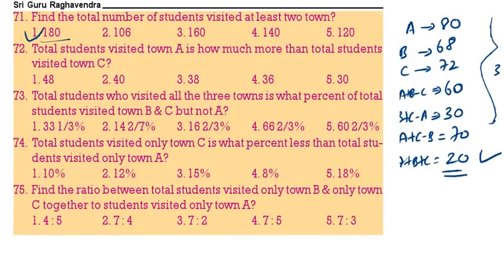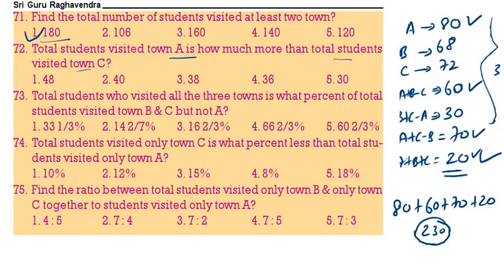Students visited A is how much more than the number of students visited C. A means 80 plus 60 plus 70. This 80, this 60, this 70, this 20. All we should take. So if you take all these, 80 plus 60, 140, 210, 230. This is 230 A. Now if you take C, that means 72.